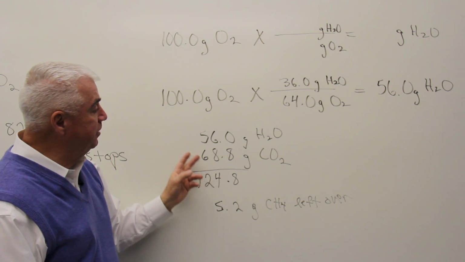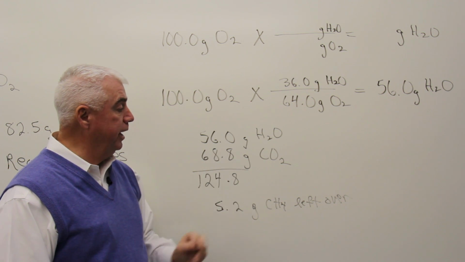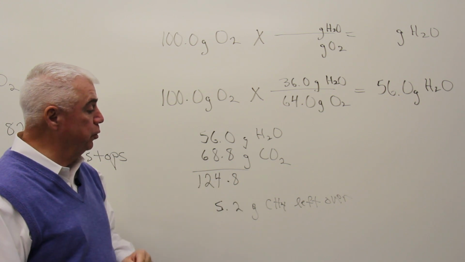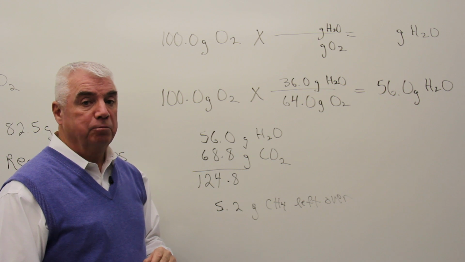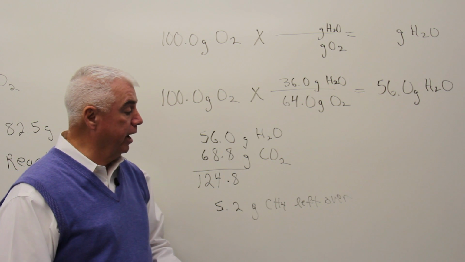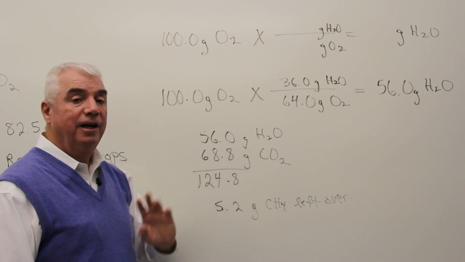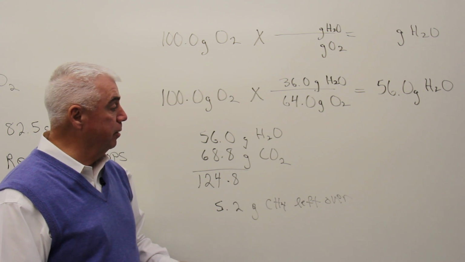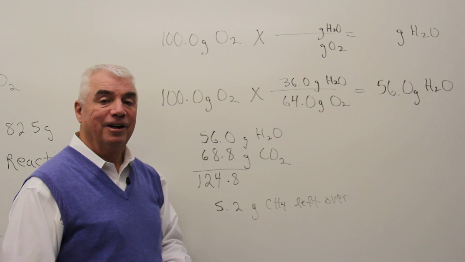And just for fun, let's add these two numbers together now. 56 grams of water, the 68.8 grams of CO2 that we found could be formed, that totals to 124.8. We started with 130 grams of reactant. That means that 5.2 grams of methane are left over. Has to be a conservation of mass. If we started with 130 grams, we have to end up with 130 grams. So we have a mixture of water and CO2 and some of the leftover CH4.